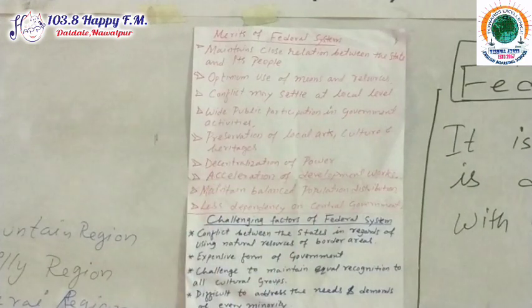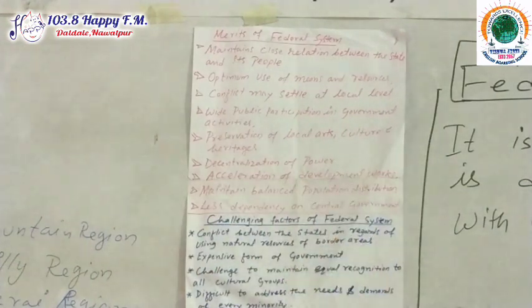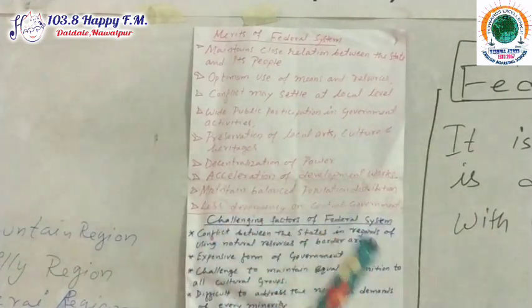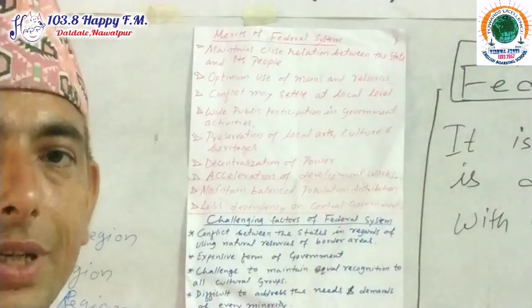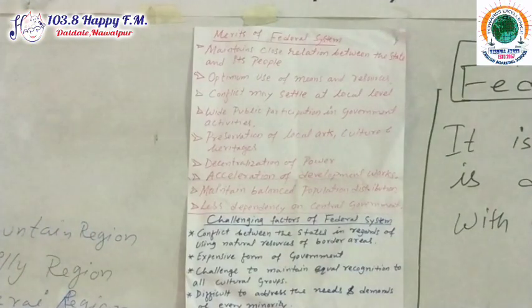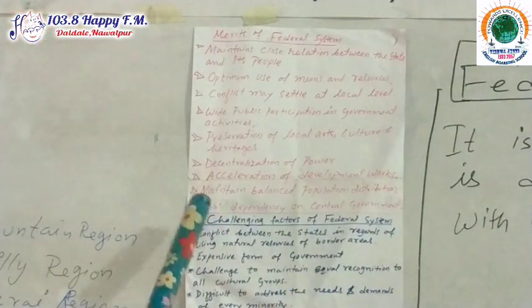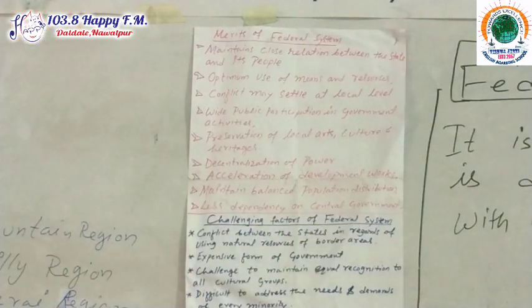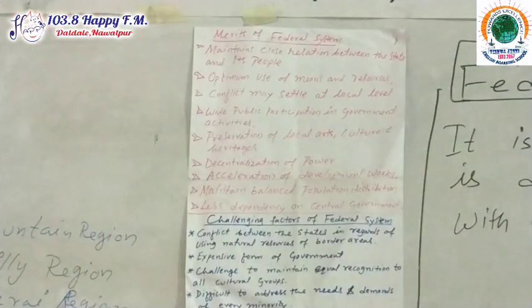Like this, decentralization of power. As we have already discussed, government powers are divided into 3 forms: central, province and local levels. Like this, all works and developmental works proceed ahead. Like this, maintain balanced population distribution. So migration will also be limited, because all the areas are developed according to their needs. Like this, less dependency on central government. Province government and local government do not have to depend on central government.